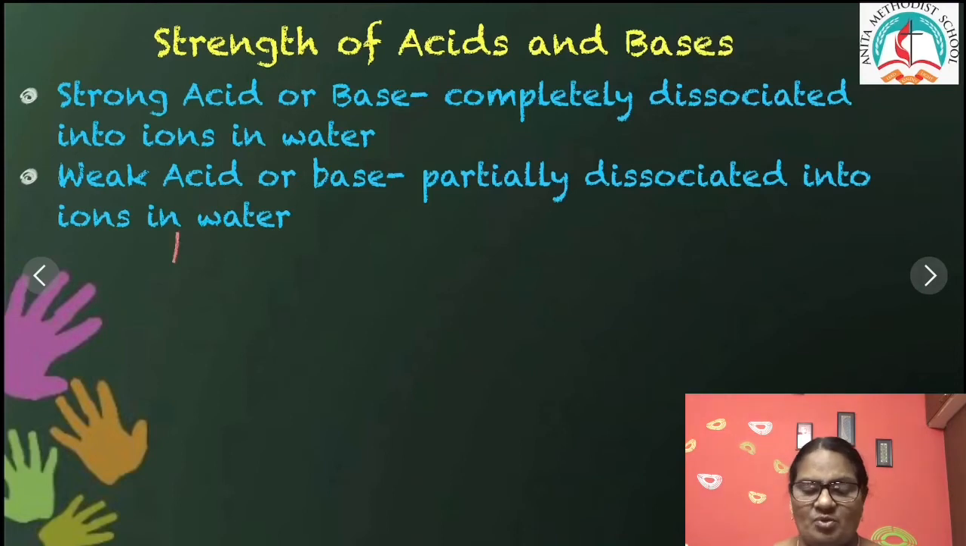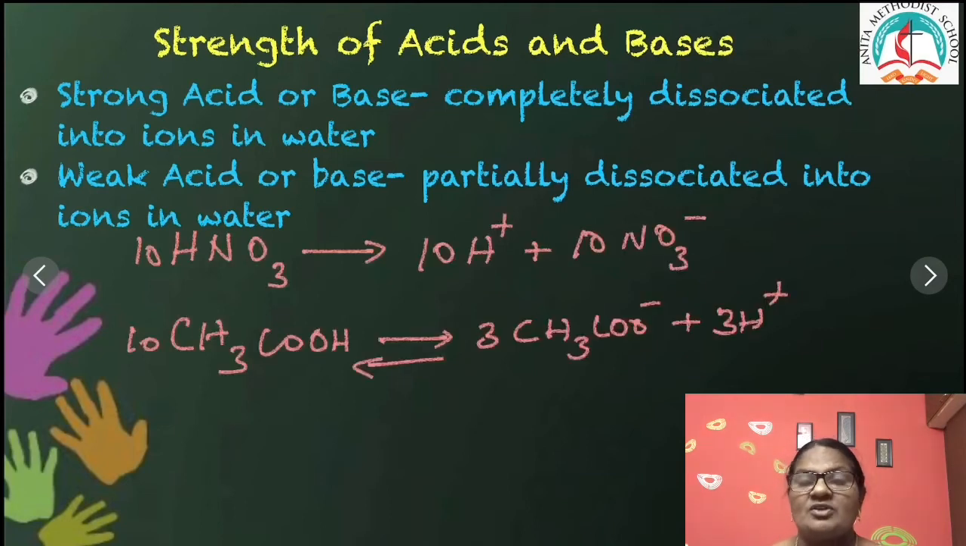So when I take 10 molecules of nitric acid and dissolve it in water, if it breaks immediately into 10 H plus ions and 10 nitrate ions, then it is said to be a strong acid. So immediately when all the molecules which I take dissociate to give ions, then it is called a strong acid. So nitric acid is a strong acid because all the 10 molecules immediately dissociate to give you H plus ions and nitrate ions.